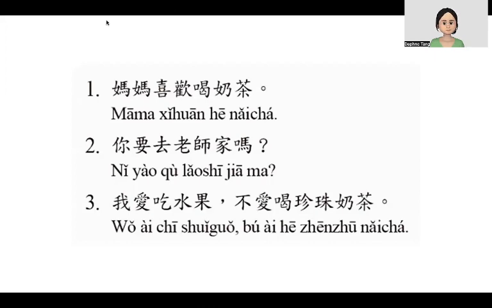First one. 妈妈喜欢喝奶茶. Could you find the auxiliary verb? Yes, it is 喜欢. The main verb is 喝. The object is 奶茶.